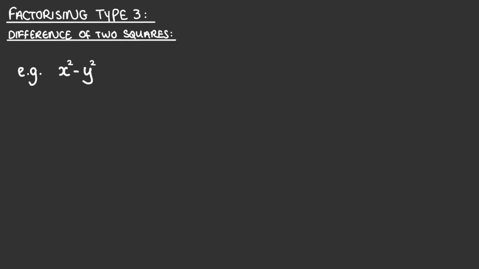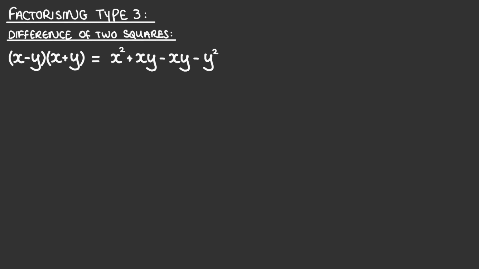The difference of two squares is just two squared numbers, such as x squared and y squared, being subtracted from one another. If I multiply x minus y by x plus y, the answer I will get will be x squared plus xy minus xy minus y squared. Here, the plus xy and minus xy add to equal 0. This leaves us with x squared minus y squared. Because of this, we can say that x squared minus y squared is equal to x minus y multiplied by x plus y.